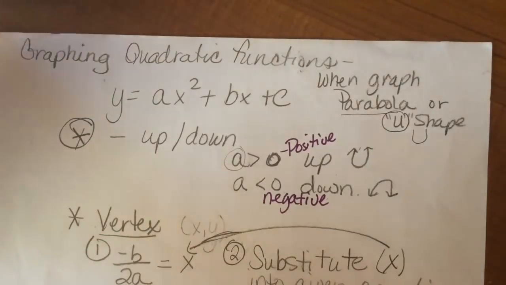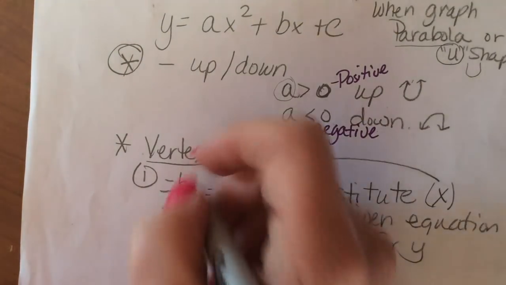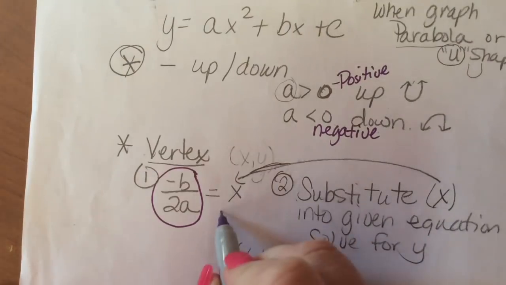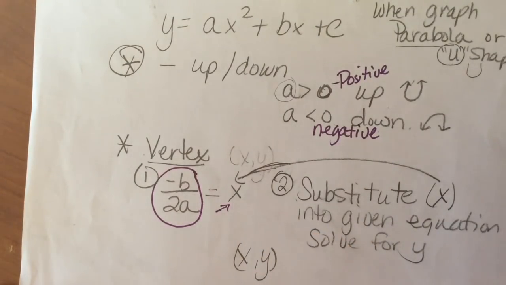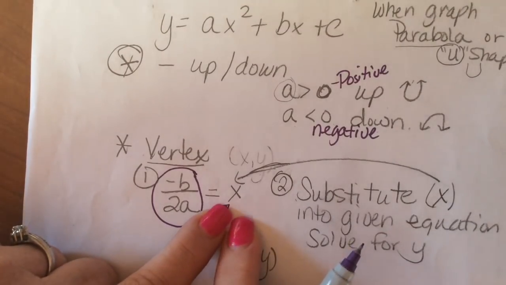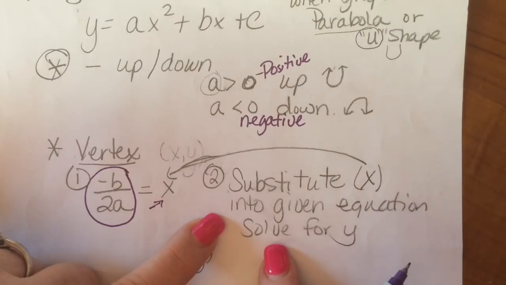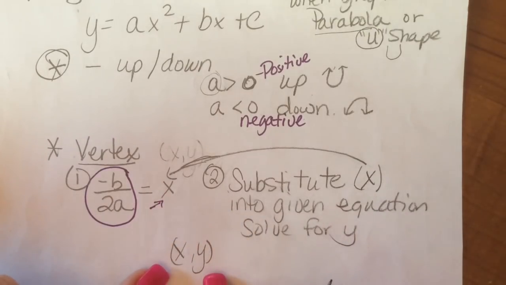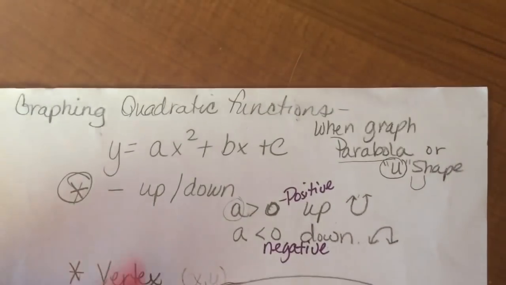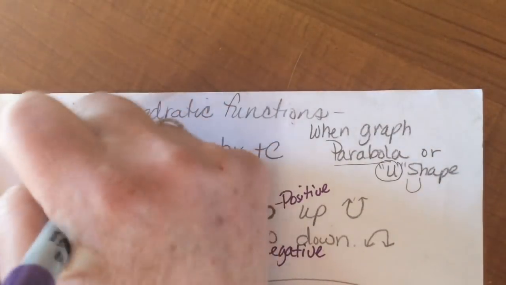The next thing, guys, is it's going to ask you to give the vertex. Here is the vertex formula, how to find it. You use it first, and that's going to solve it so that you have x. Then, once you get that x, you're going to substitute x into the given equation and solve for y. And that's how you're going to get that. It's going to be an ordered pair, which means I solve it for x, I plug it into whatever this equation is, and that'll solve it for the y.